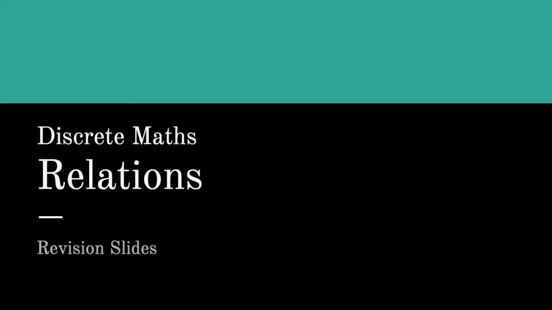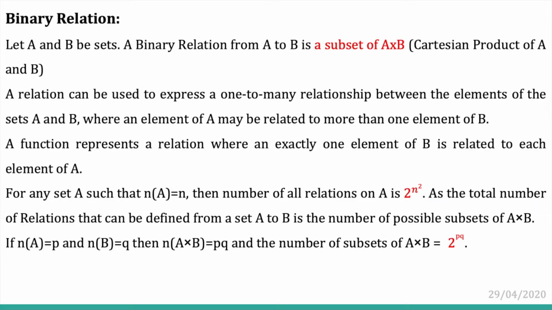So let's start with relations. A relation from set A to B is a subset of the Cartesian product of A and B. A relation from A to B can be one to many, in which each element of A can be related to more than one element of B. A function can be represented in the form of a relation as well, where each element of A is related to exactly one element of B.